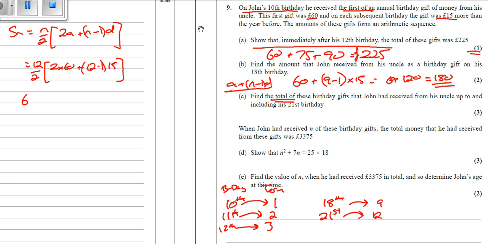So it's going to be 6 lots of 120 plus, 12 take away 1 is 11, 11 lots of 15 is going to be 165. So it's going to be 6 times by 285. So 6 times 185. 6 5s are 30. 6 8s are 48, plus 3 is 51. 6 1s, so it's 285.